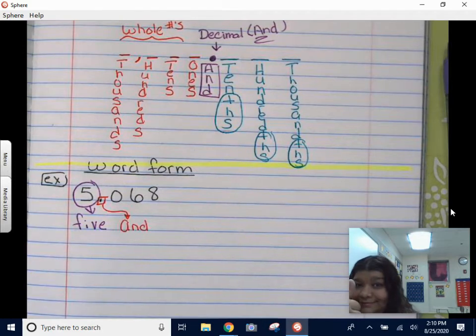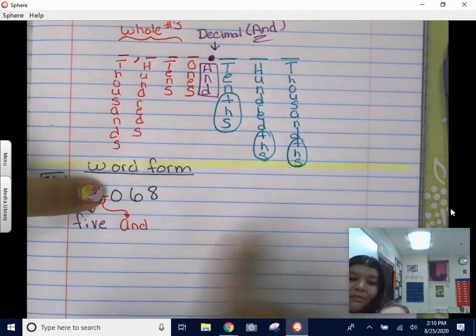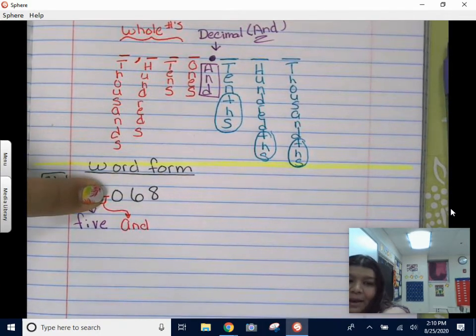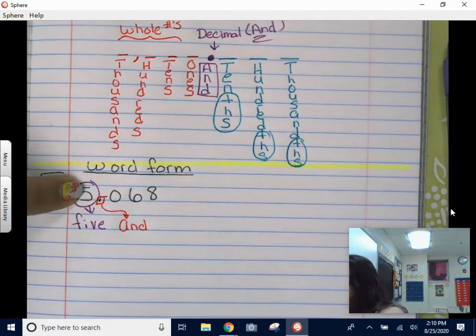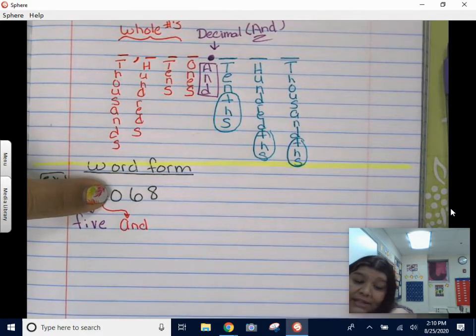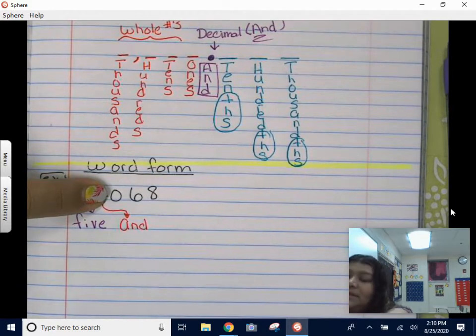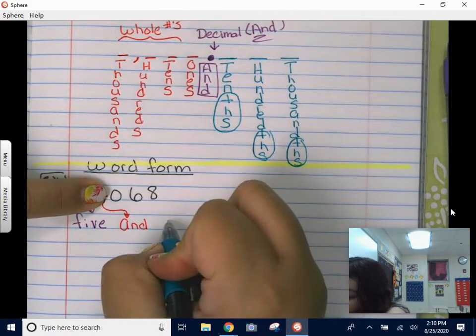Okay? Now, let's go to the decimal part. These are done, so I like to cover them up if I'm having trouble trying to say the number. So we did the 5 already. That's done. I did the decimal point. That's the word and. I'm done with that one. Now, let's look at this. Let's just imagine, pretend for a little bit that this is a whole number. How would you say that number? 68.